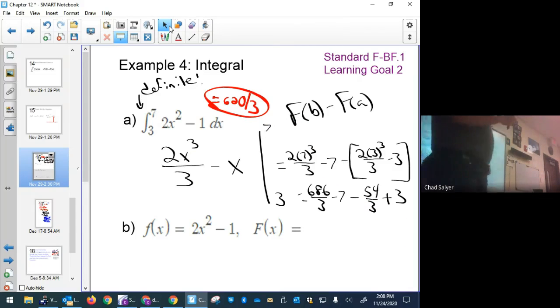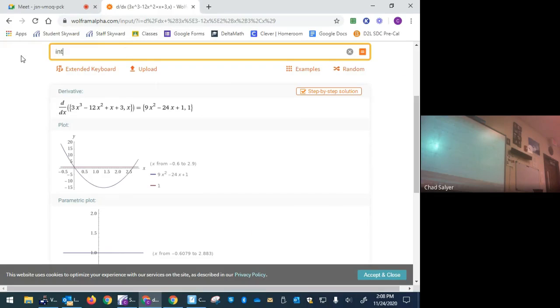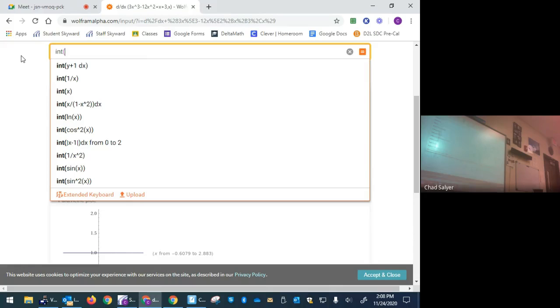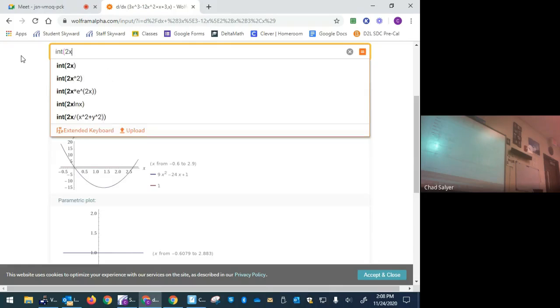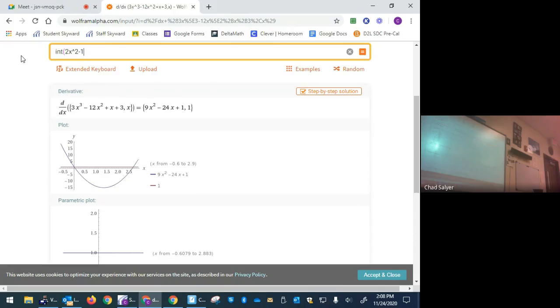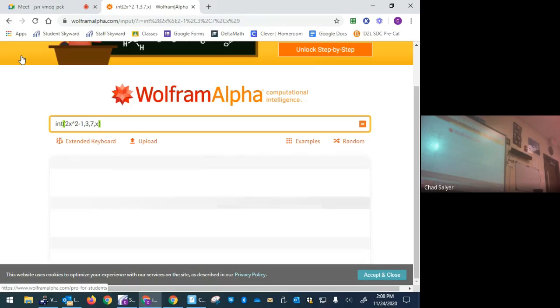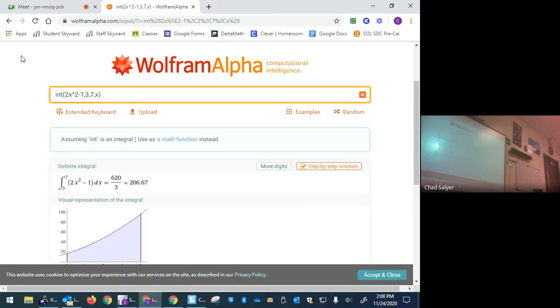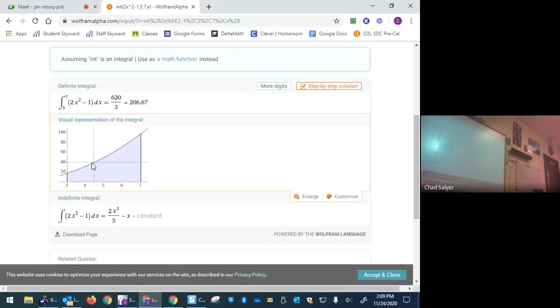Put it up there so it's not in the way. Let's use Wolfram to check our answer, shall we? So the integral from 3 to 7 of 2x squared minus 1. INT is the Wolfram command for integral. So 2x squared minus 1 from 3 to 7 with respect to x. Exactly right. So confirming our answer. The area under the curve, look at it. Isn't that interesting?